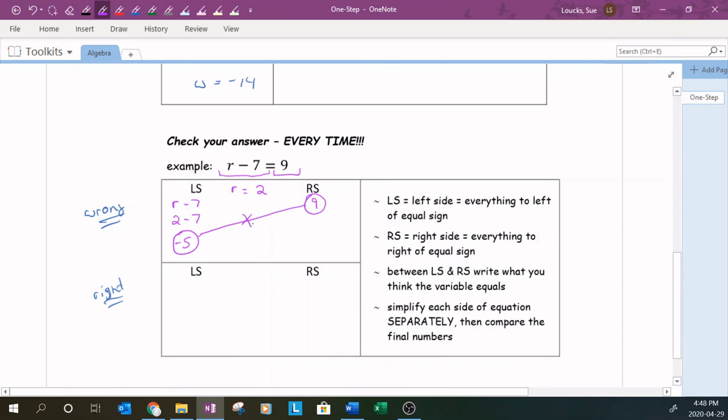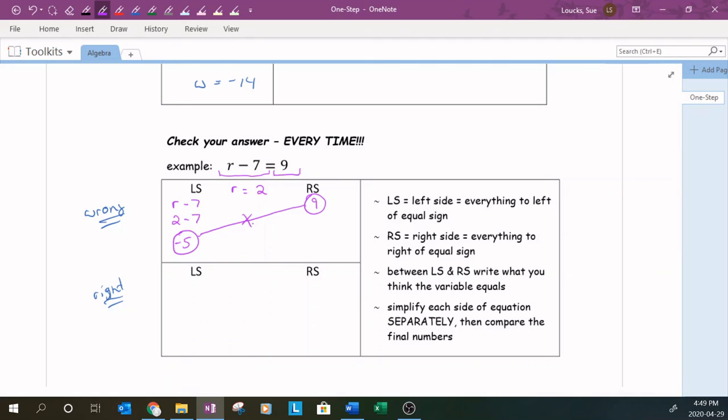That means somewhere there's a mistake. Either my r does not equal 2, or I made a mistake on the left side where I did some calculations. My advice is to check your calculations in this checking bit first, because that's usually pretty easy to do. But it means there's a mistake somewhere for sure. Now let's do it when we have the right answer.